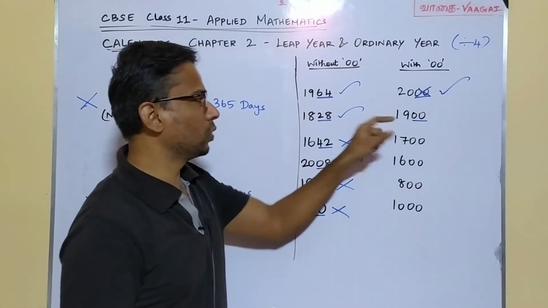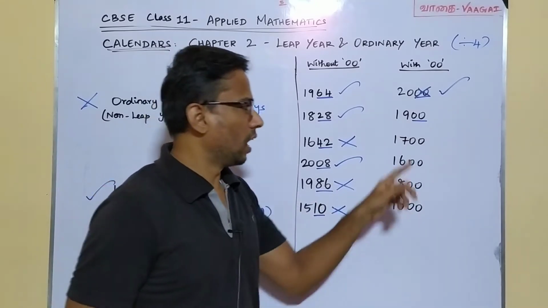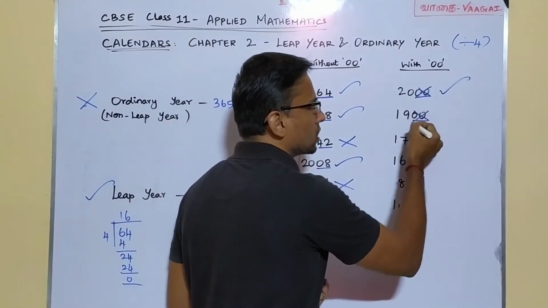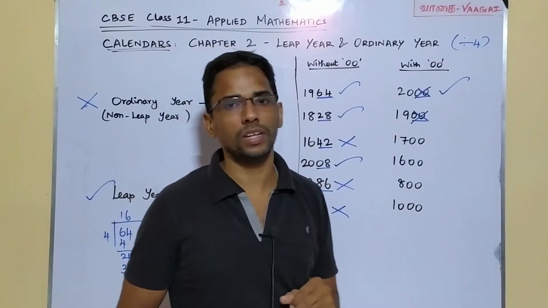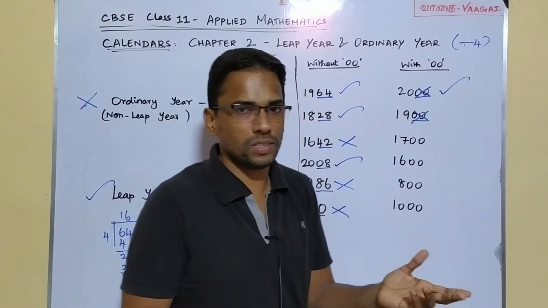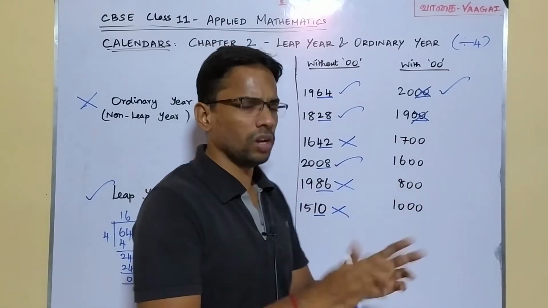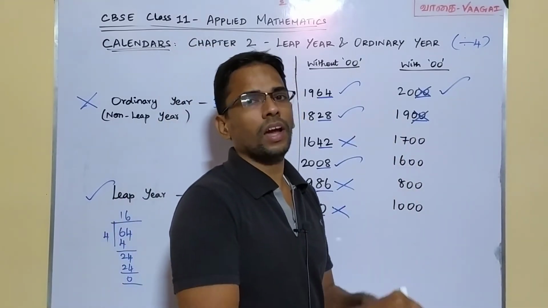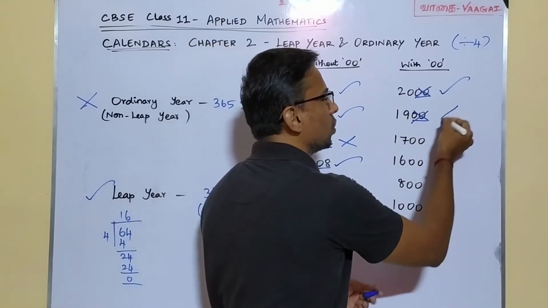Coming to the next one. Here we have 1900. Again, our year is ending with double zeros. So what should be done? Forget about these last two zeros and see what else you have here. Here you have the number 19. Check whether 19 is divisible by 4 or not. Is 19 divisible by 4? No, because 4 4s are 16, but 4 5s become 20. So 19 is surely not divisible by 4. So this 1900 is an ordinary year, not a leap year. So let me make a cross here.